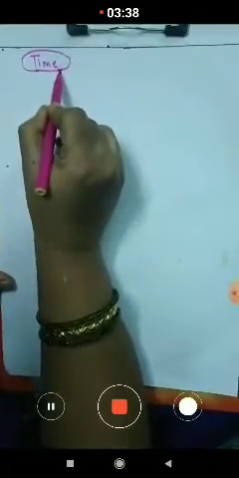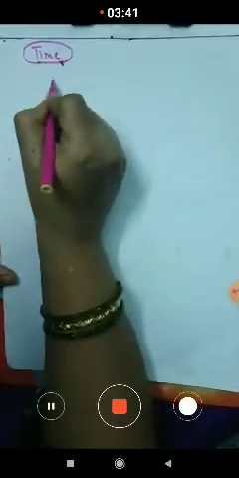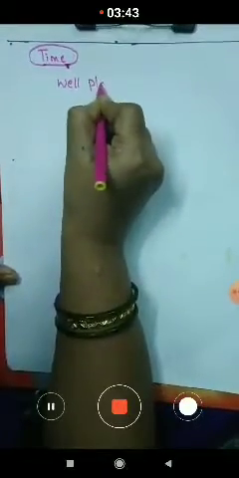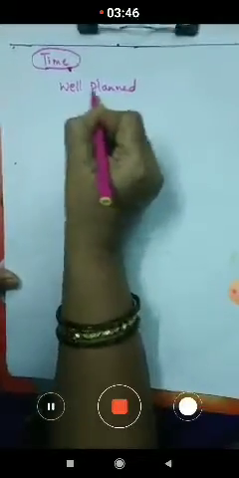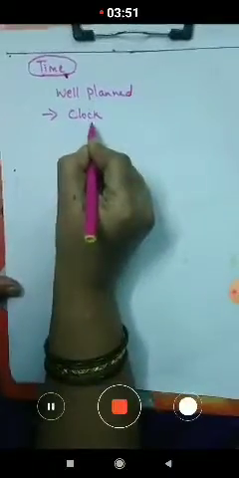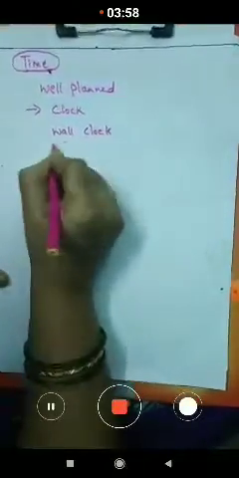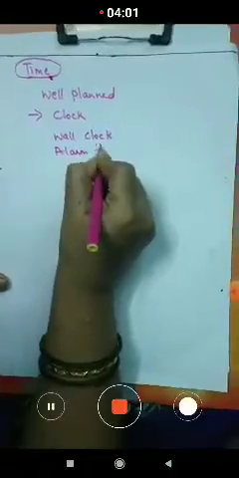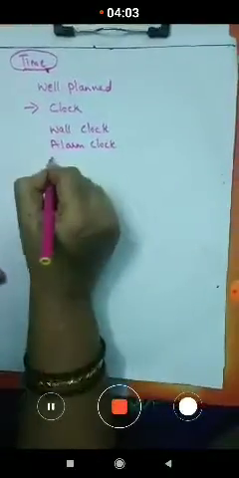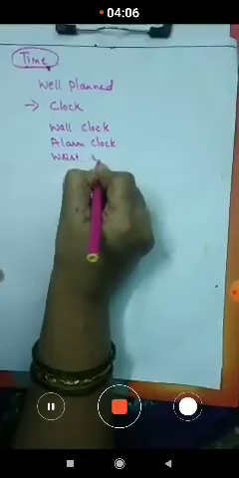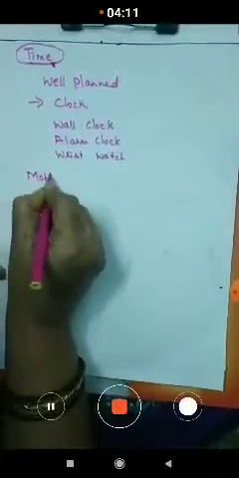So time plays a very important role in our life. It makes our life well planned. And for this we have, children, to show the time, the clock. So we have different types of clocks. We have a wall clock, we have an alarm clock, we have a wristwatch, and now in our modern period we have the mobile phones.